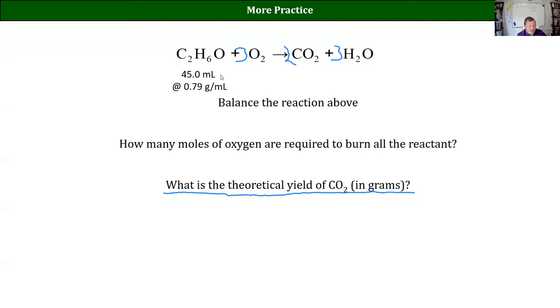I believe all we have to do to balance this is remember that our ethanol has an oxygen in it, and that makes balancing the oxygens a little bit trickier. But I believe if we do 2 carbon dioxides and 3 waters, that gives us a total of 7 oxygens on the right. So we need 7 oxygens on the left, one of which comes from the ethanol, and the other 6 can come from the O2.